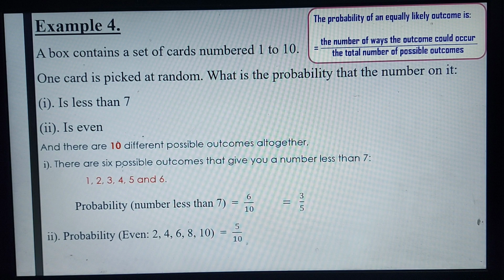Now for the second one, to get the probability that the number on it is even. The even numbers we have between 1 to 10 are 2, 4, 6, 8, 10. Now, if you count the numbers, we have 5 of them. So the number of ways you can get an even number between 1 to 10 is 5. So that's 5 divided by 10. 10 is the total number of possible outcomes you have. So 5 divided by 10, when you simplify, you get 1 over 2.